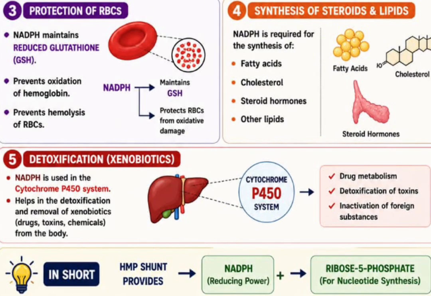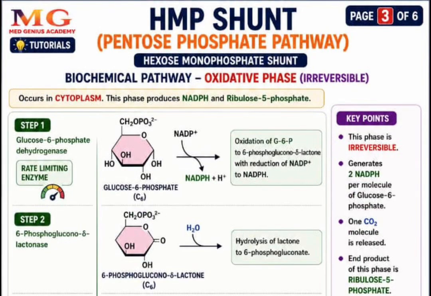Okay, now, so like I said, in short, HMP Shunt provides what? NADPH, which helps in reducing power, and ribose phosphate, which helps in nucleotide synthesis. Are you getting it now? So very, very important. Now let us go to what we call the biochemical pathway. So hope you are following me. The biochemical pathway is divided into two parts. You have the oxidative phase and the non-oxidative phase.